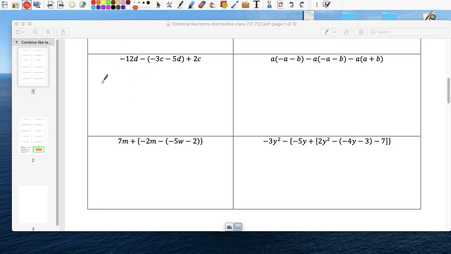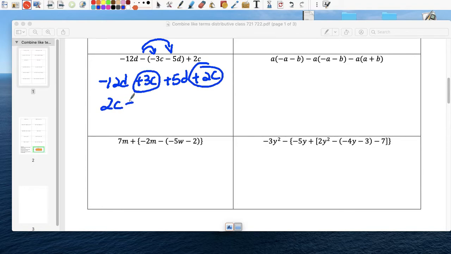So this is the extra thing they're doing. -12d plus 3c plus 5d. Remember, negative and negatives are positive, and then plus 2c. Like terms, the 3c and the 2c. 2c plus 3c, and then -12d plus 5d. We can combine those. 2c and 3c is positive, so 5c. -12d and 5d is -7d.